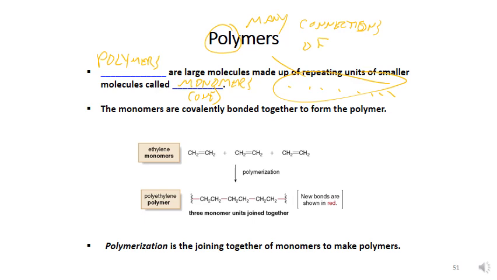And the way that you put these together often is with these double bonds. We take a bunch of these ethylene monomers, ethyl meaning two carbon, ene meaning double bond, and whenever you connect a bunch of them together, notice that there are no double bonds because you connect them such that the double bond disappears. You have a polyethylene polymer. So polymerization is just the joining together of monomers to make polymers.